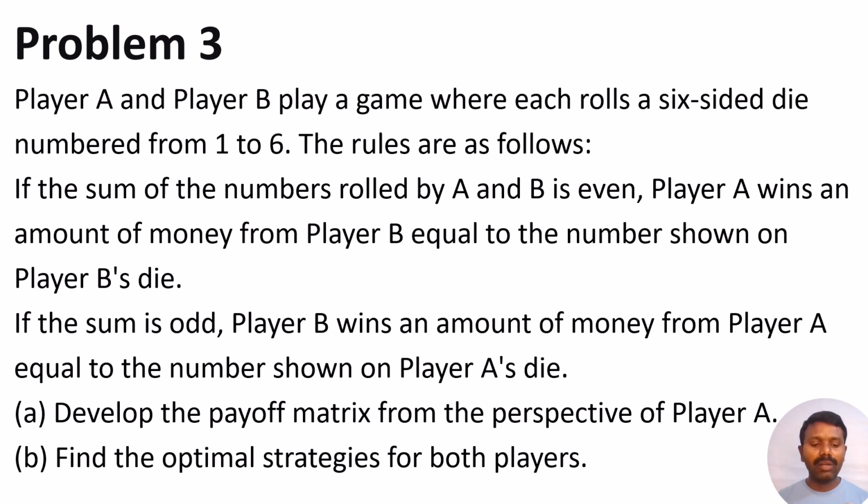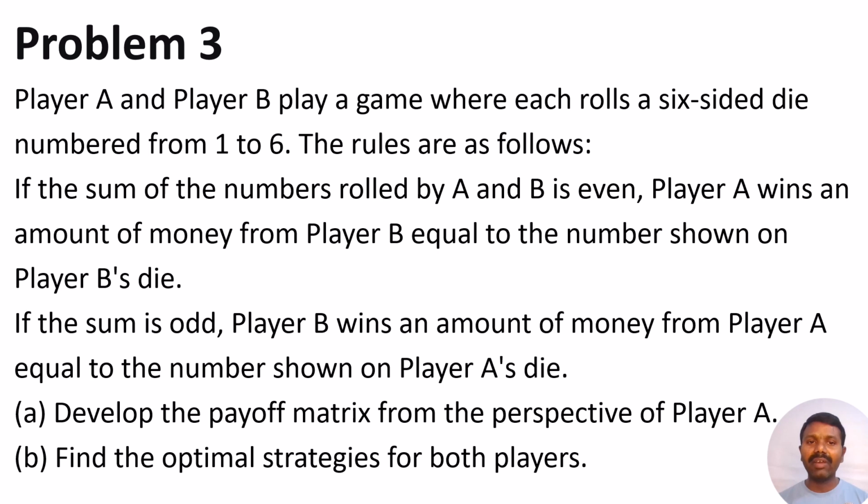We will go to the third problem. Player A and player B play a game where each rolls a 6-sided die numbered from 1 to 6. The rules are as follows. So here there are two players, player A and player B, both of them having one die. So this die has numbers from 1 to 6.